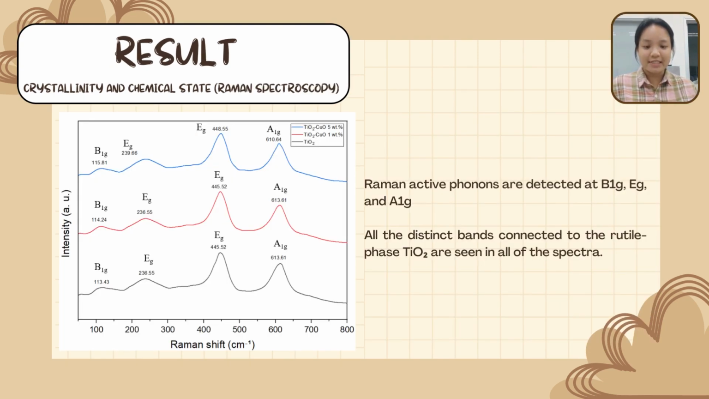The next analysis is done using Raman spectroscopy to further check if all the samples are in rutile phase. As you can see from the result, the Raman active phonons are detected at B1g, Eg, and also A1g. All distinct bands are connected to the rutile phase TiO2, as seen in all spectra, whether doped or undoped. This marks a successful hydrothermal process to produce rutile phase TiO2.